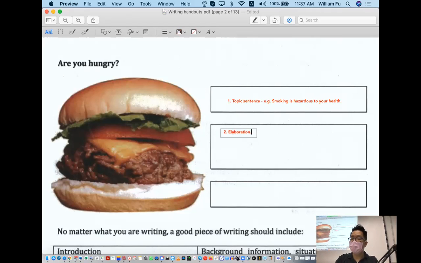Or you might say points, or you might say explanations. You need to explain why smoking is hazardous to your health. Because it affects your lungs, affects your circulatory system, affects your overall health, something like that. So you need to explain something about the topic sentence. So this is explanation.